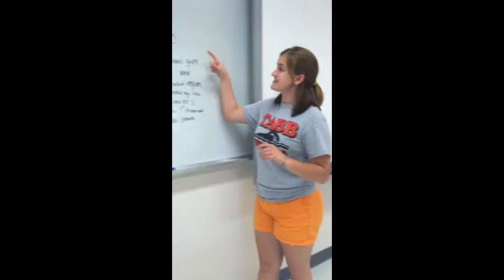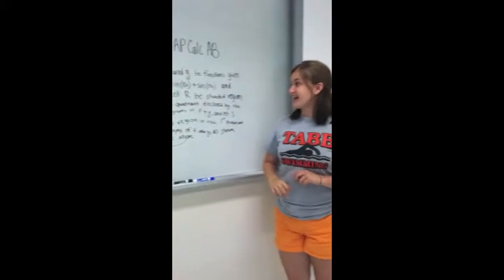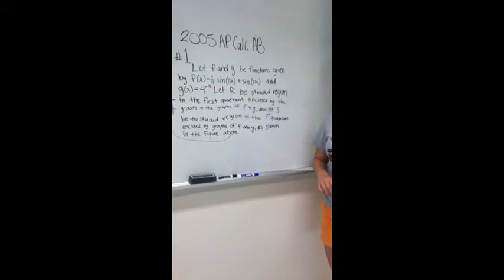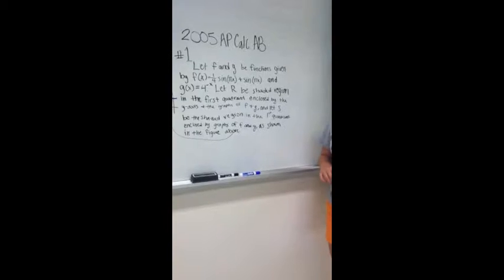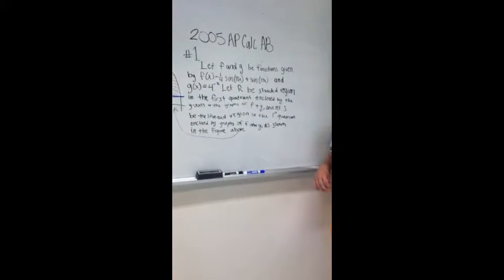So today we're going to be teaching you how to do an area and volume problem. 2005 AP Calc AB question number 1. Let f and g be functions given by f of x equals 1/4 sine pi of x plus sine pi of x, and g of x equals 4 to the negative x.